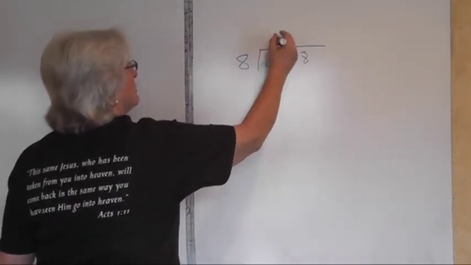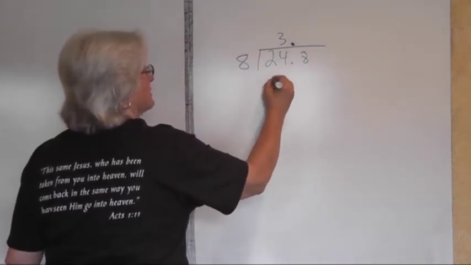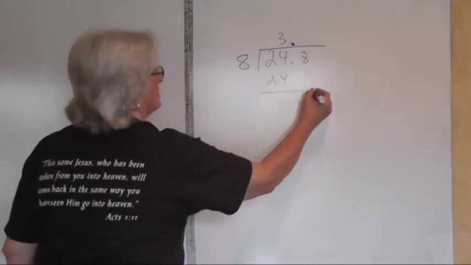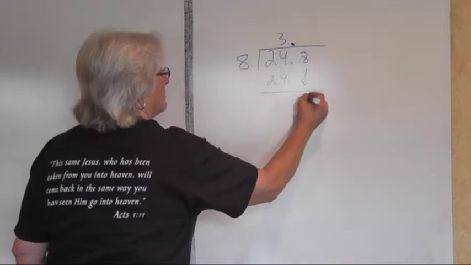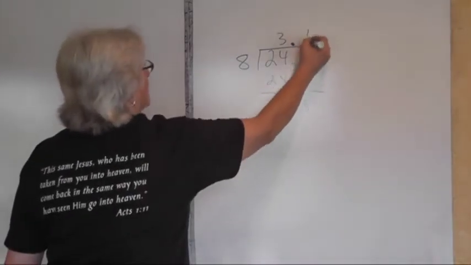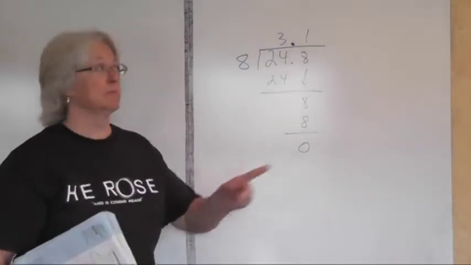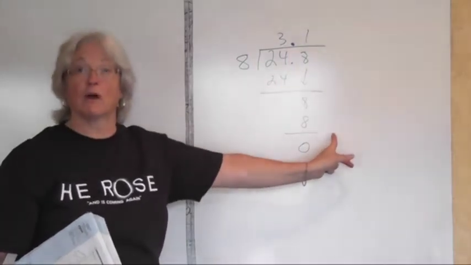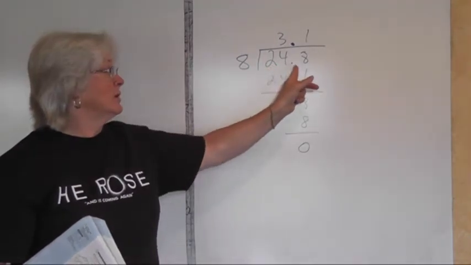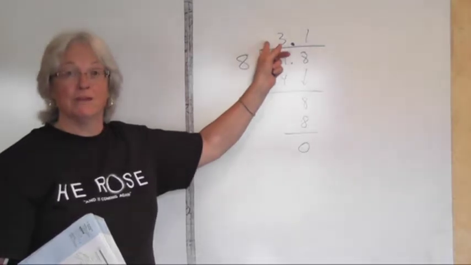8 goes into 24 3 times. 3 times 8 is 24. 24 minus 24 is 0. Bring the 8 down. How many times will 8 go into 8? 1 time. 1 times 8 is 8. We have a 0 remainder. We have nothing else to bring down for our long division. Our answer to 24.8 divided by 8 is 3.1, or 3 1/10.